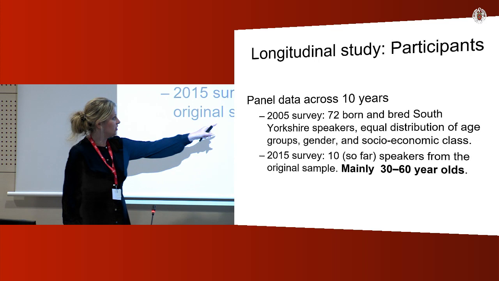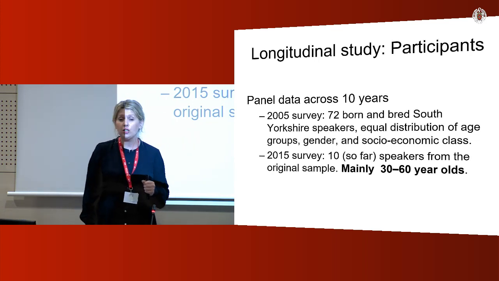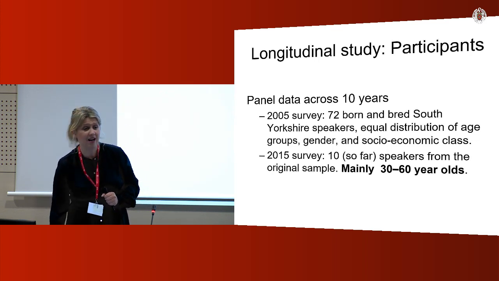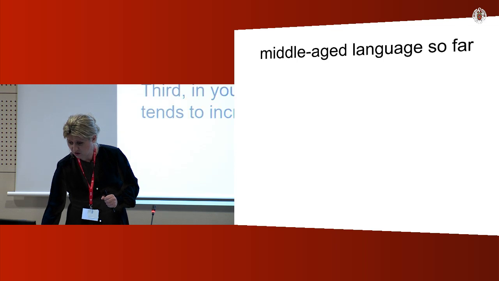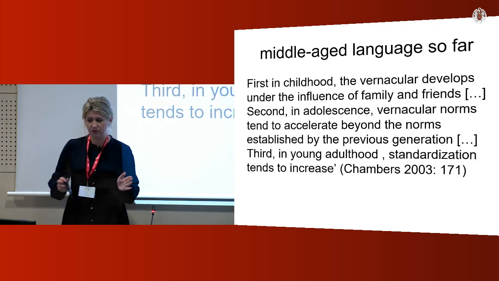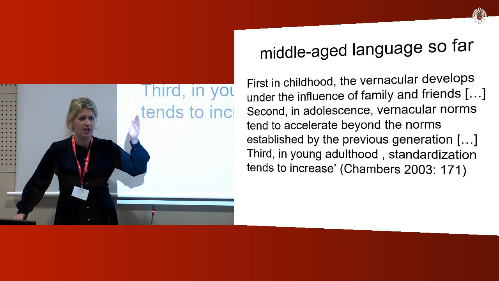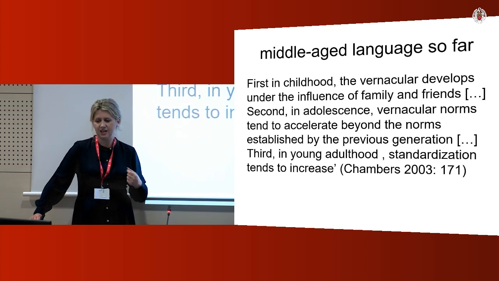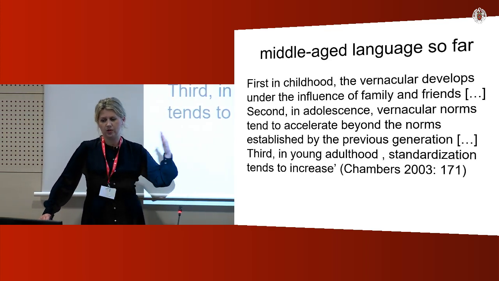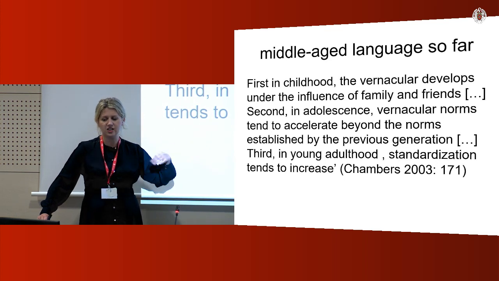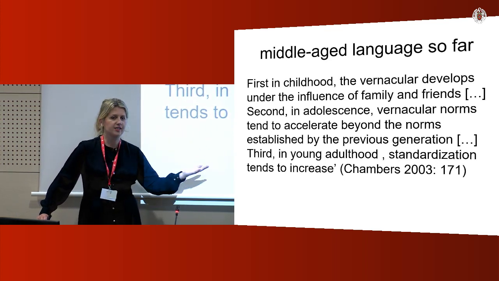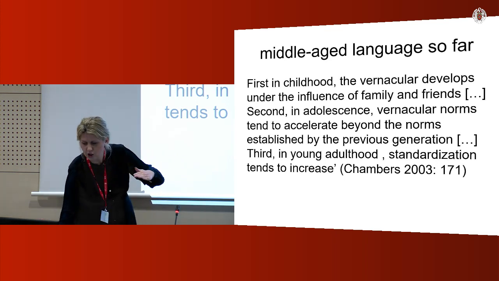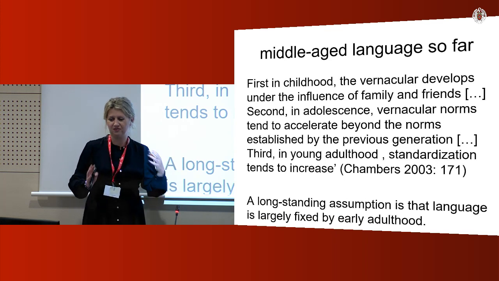But let's just focus on those middle-aged speakers. So I thought, okay, what do we know about the language of middle-aged speakers? And we don't know much, actually. We really don't know much. So what do sociolinguists say? They talk a lot about language until that point. Chambers says, when it comes to change across lifetime, well, in childhood we use that, and the family of friends. In adolescence we do this. In young adulthood we've got standardization and linguistic market pressures, and then it stops. It almost assumes that language is slightly fixed by adulthood.